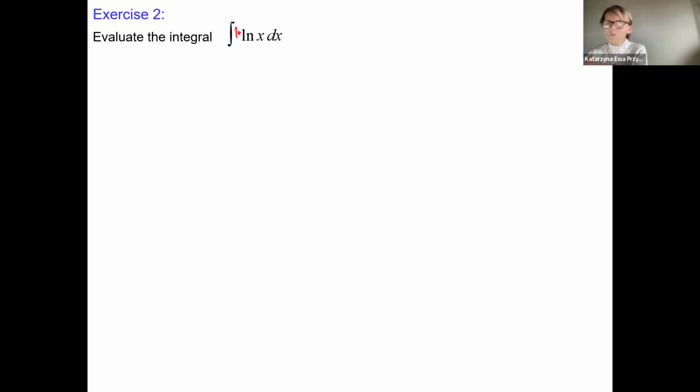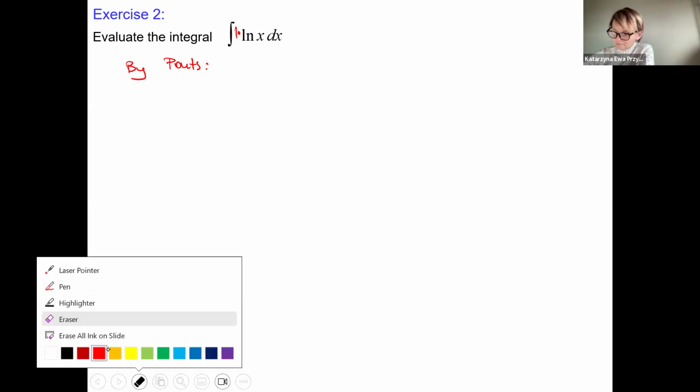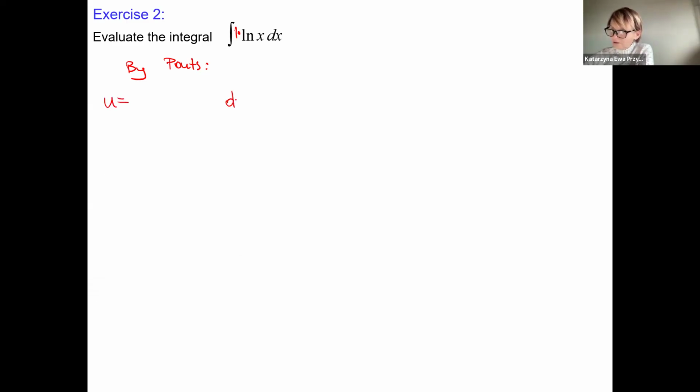We will multiply by 1. I'm not changing anything, but I create that extra part: 1 times natural log of x. Okay, so we have 1 and natural log of x, and we will try integration by parts. u and dv. Please tell me, how shall I distribute them? I think I have to put natural log of x as u and 1 dx as dv.